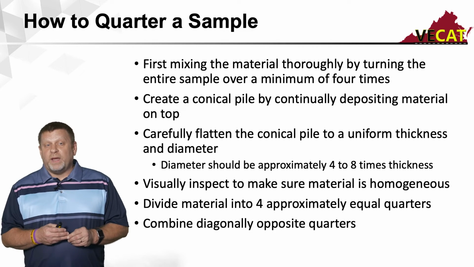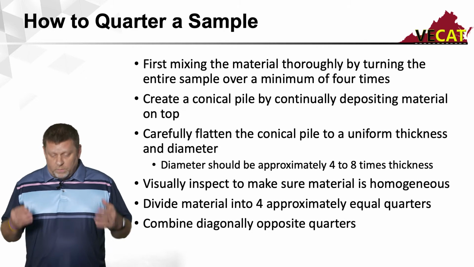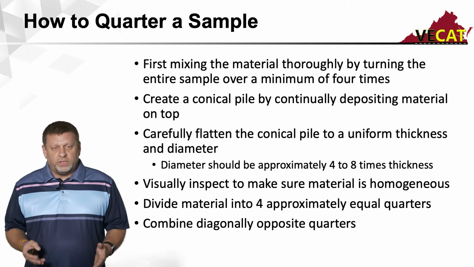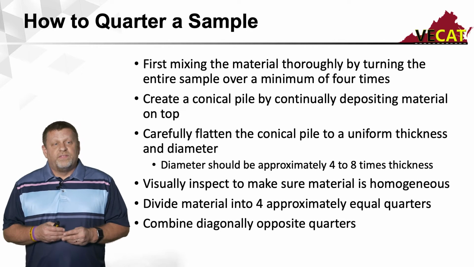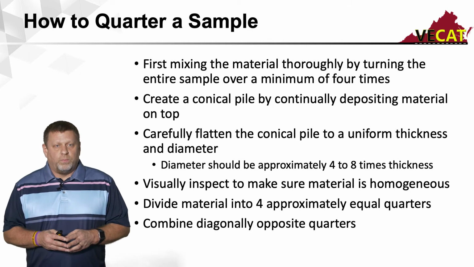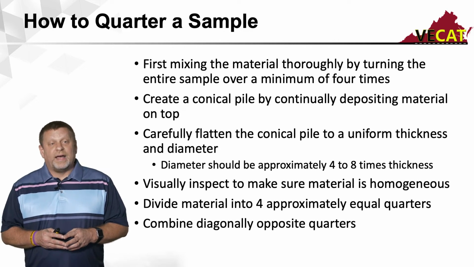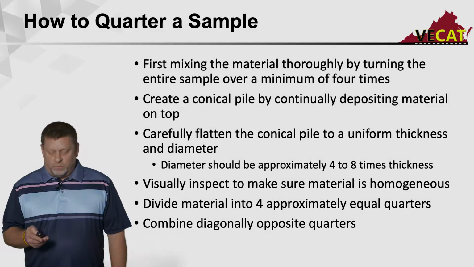You want to visually inspect the material before you go any further. As a trained technician, you want to look at your sample and make sure it doesn't appear to be segregated. It wants to be uniform. Then we're going to divide the material into 4 equal quadrants and combine diagonally opposite quadrants to make a sample.